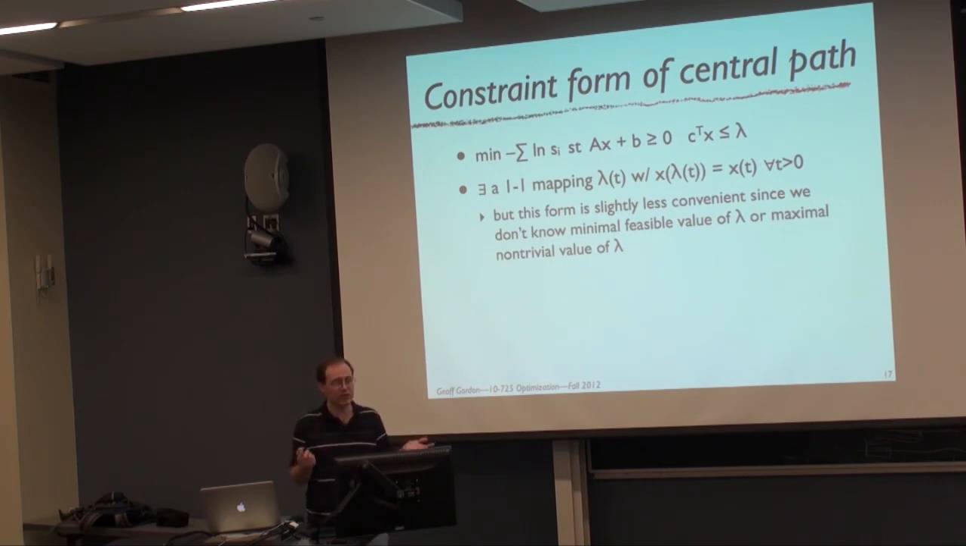So the minimal feasible value of lambda is going to be the optimal value of the program. And the maximal non-trivial value is going to be the value where you get the analytic center, right? Because there's no point in moving away from the analytic center. That's just going to be the minimum of this term, unless you have a constraint that pushes you away from it. Okay? So we have that.